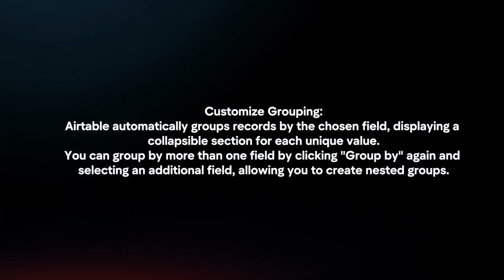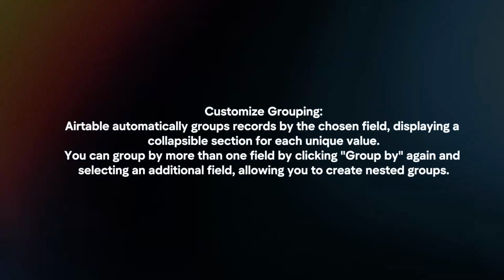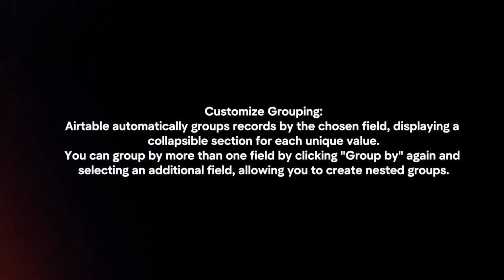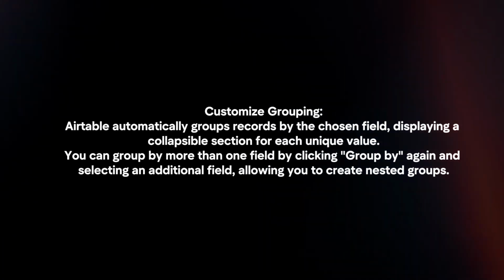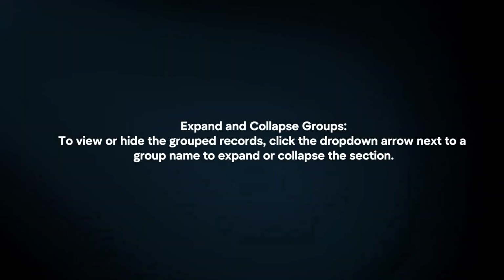Customize grouping. Airtable automatically groups records by the chosen field, displaying a collapsible section for each unique value. You can group by more than one field by clicking Group By again and selecting an additional field, allowing you to create nested groups.